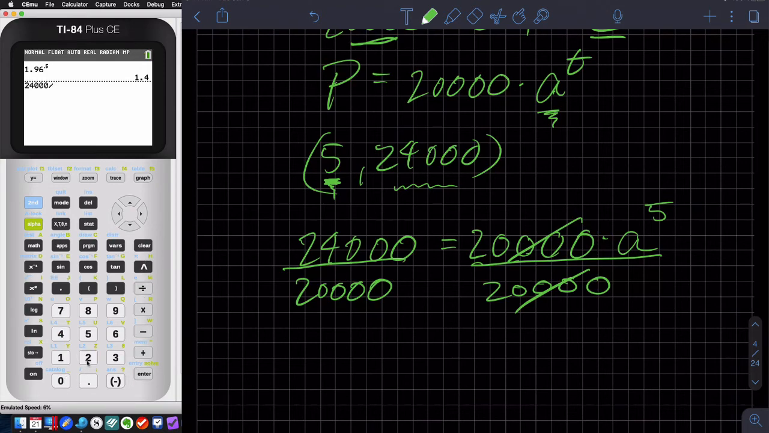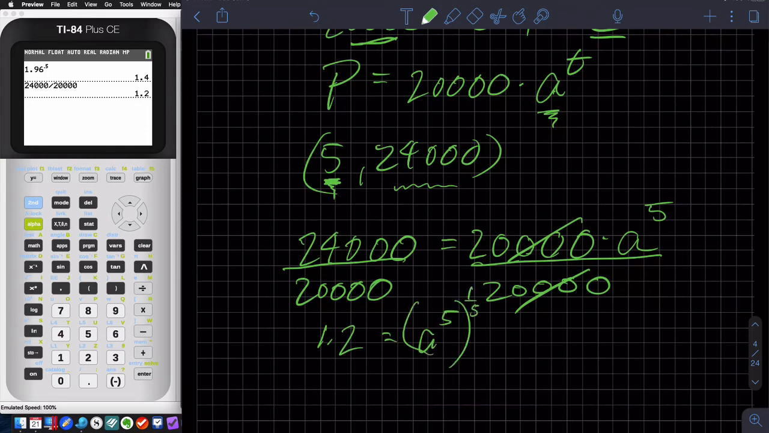24,123 divided by 20,000 equals 1.2. So this becomes 1.2 equals A to the fifth. Now, how do we get rid of this A to the fifth? Remember, I'm going to raise both sides to the 1/5.